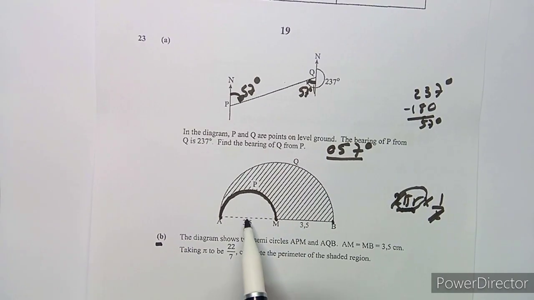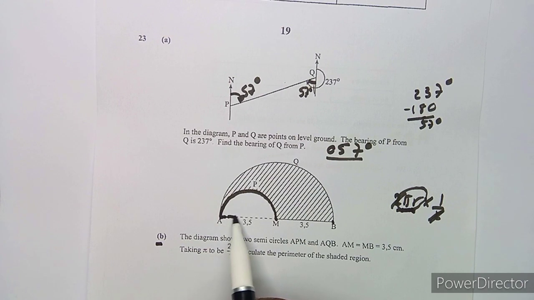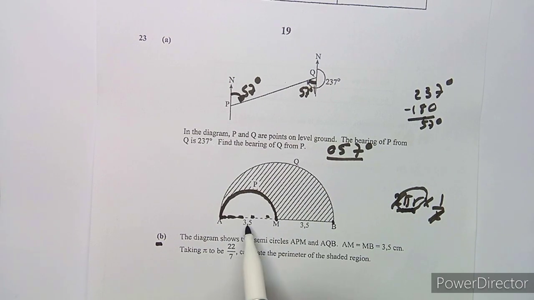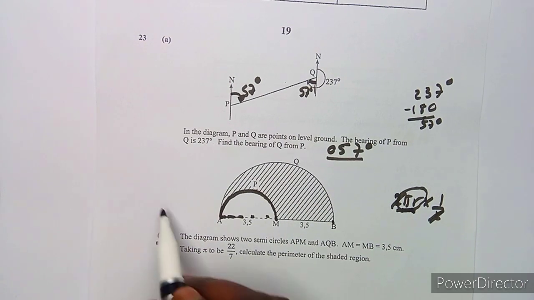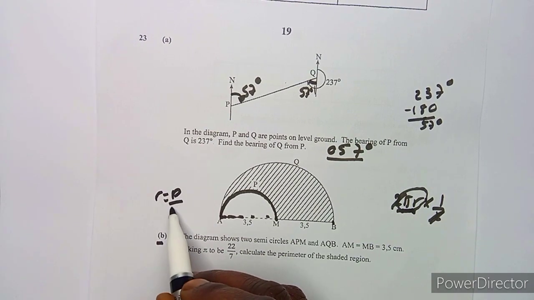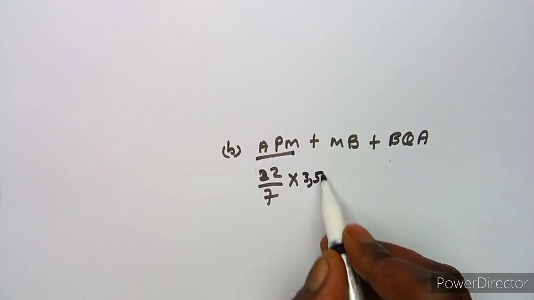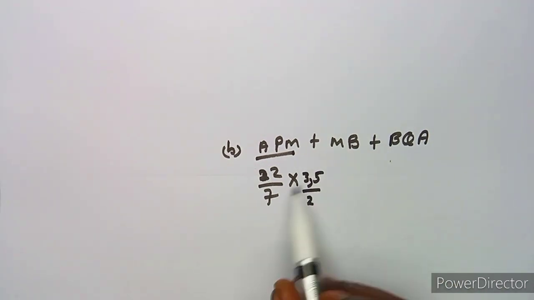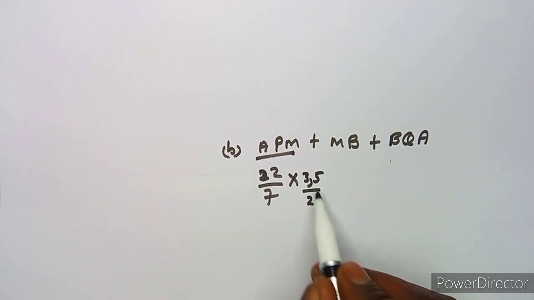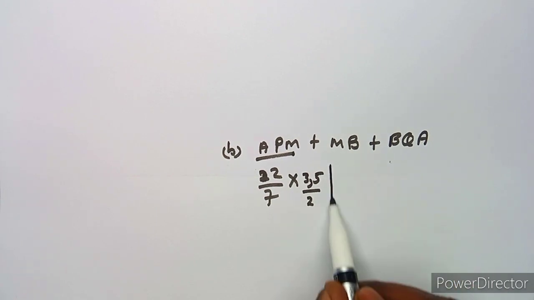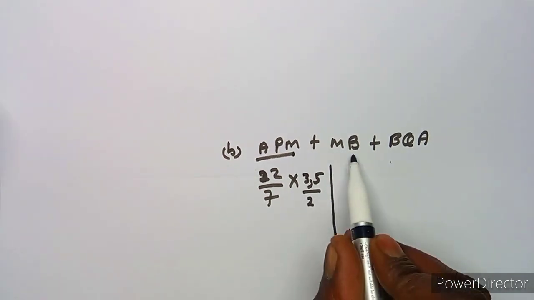In this case, this is the diameter of the first circle, the smaller circle. This is your diameter, guys, 3.5 over 2, and we know that radius is diameter over 2. So you can divide 3.5 over 2 like that, so you can have your perimeter here. Okay, you move on. So let's just put this one.